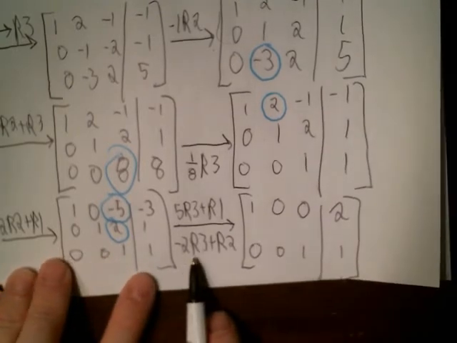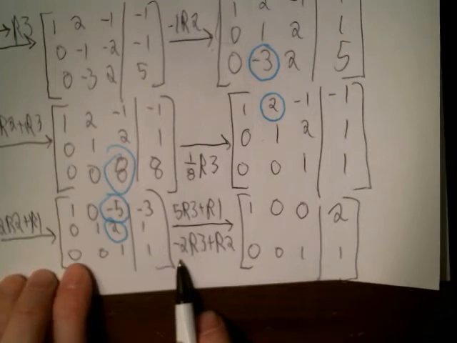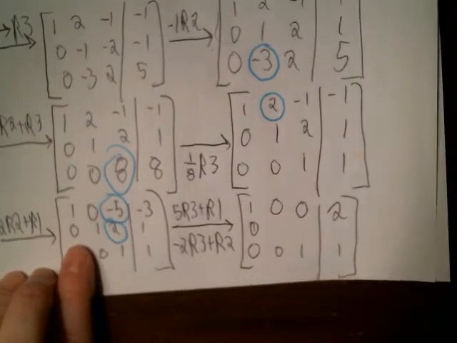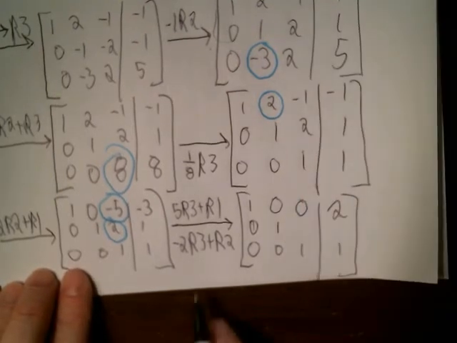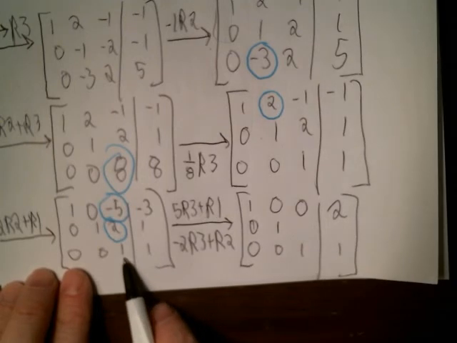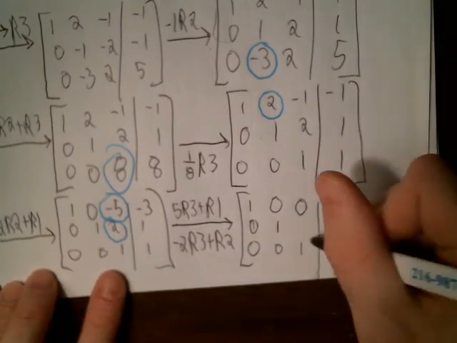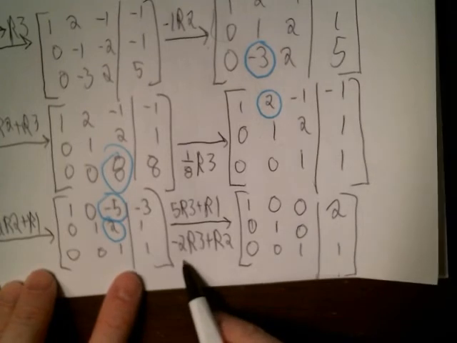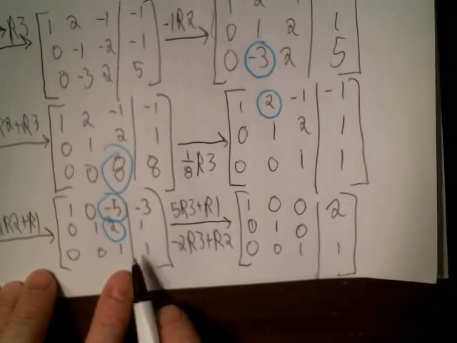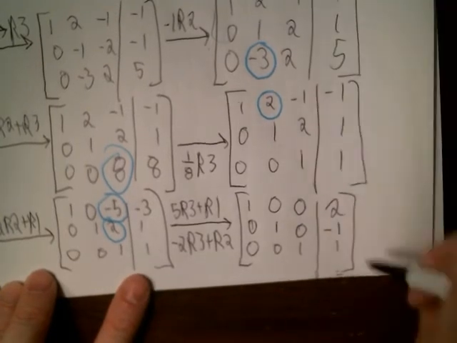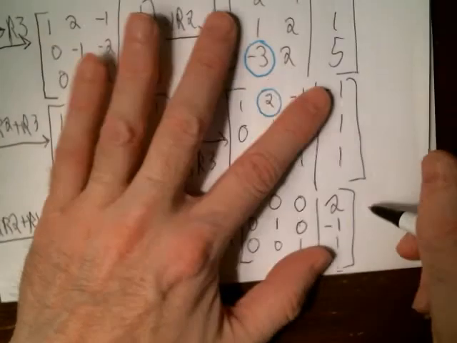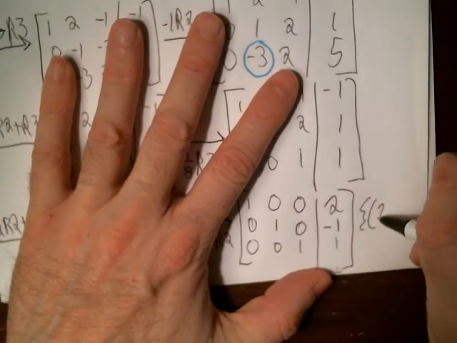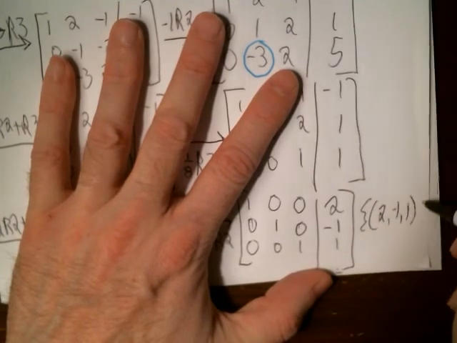On to row 2. So -2 times 0 is 0, plus 0 is 0. -2 times 0 is 0, 0 plus 1 is 1. -2 times 1 is -2. -2 plus 2 is 0. -2 times 1 is -2. -2 plus 1 is -1. Okay, and that is your solution. So our solution is 2, -1, 1.